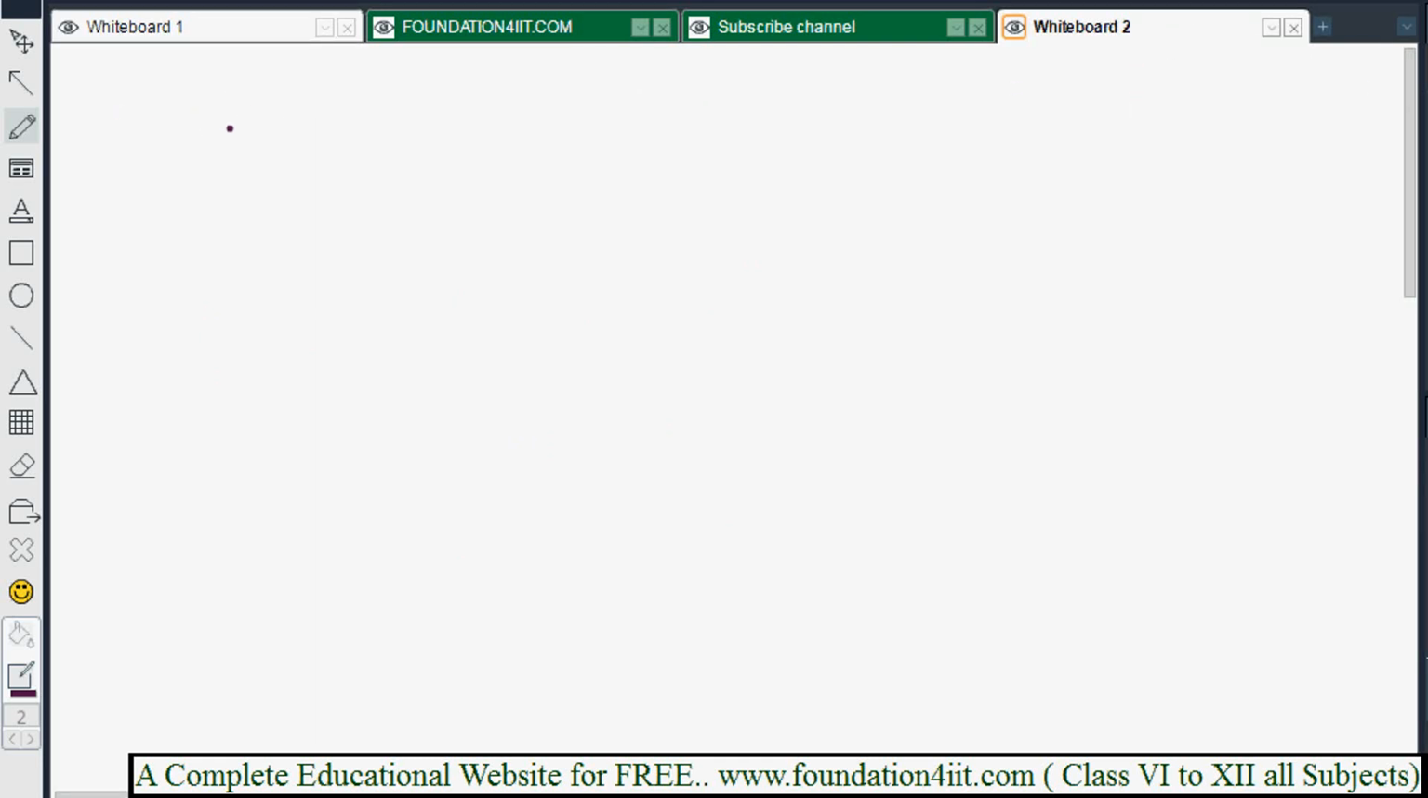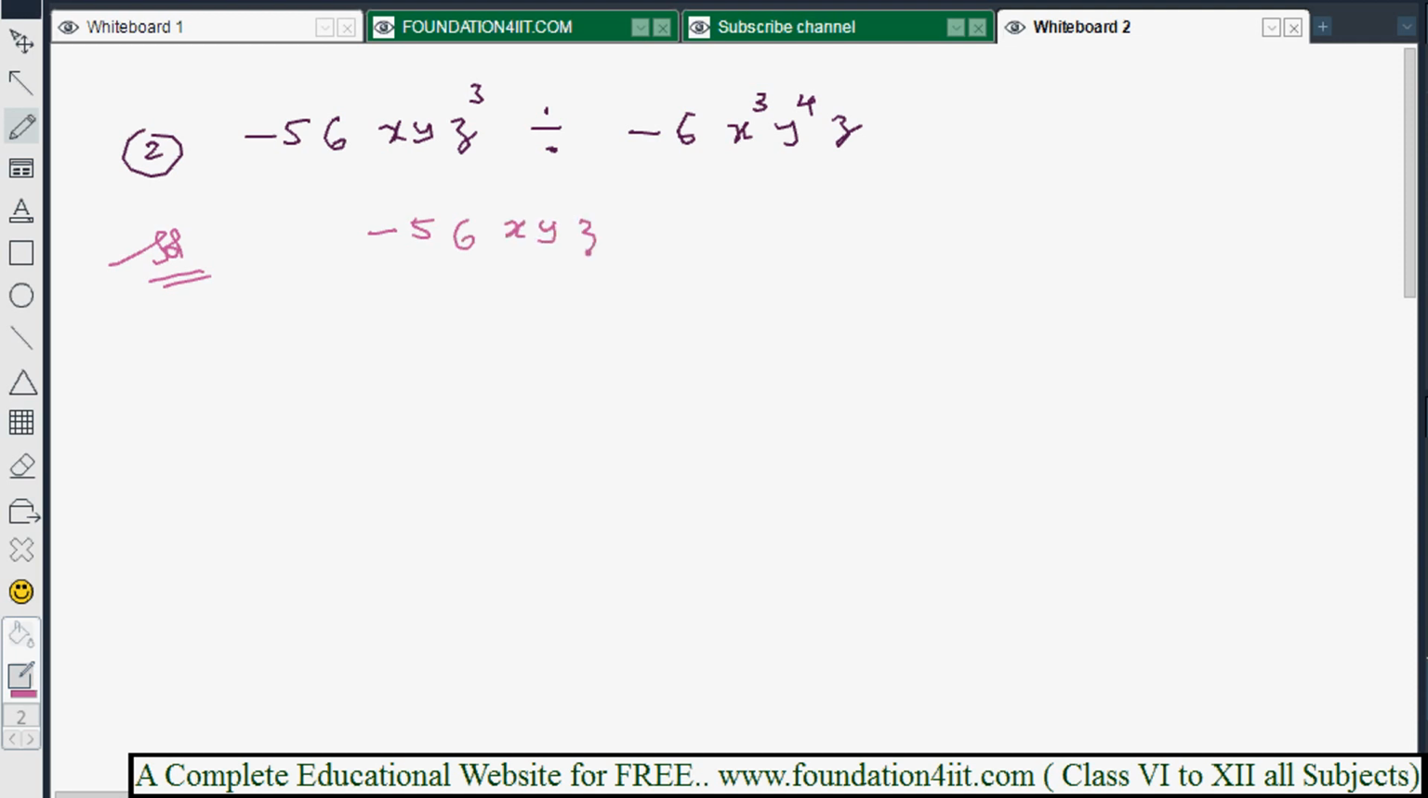Now divide minus 56 x y z cube by minus 6 x cube y to the power 4 and z. So try to solve this division. Now see the problem: minus 56 x y z cube divided by minus 6 x cube y to the power 4 and z.